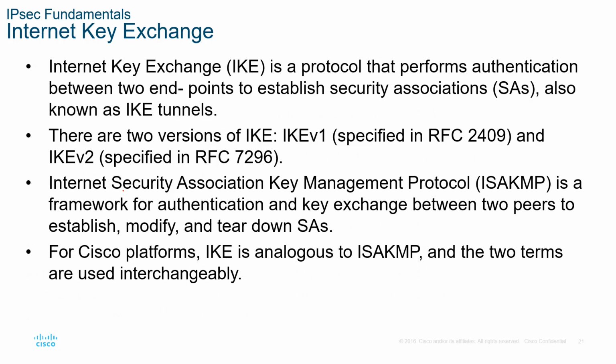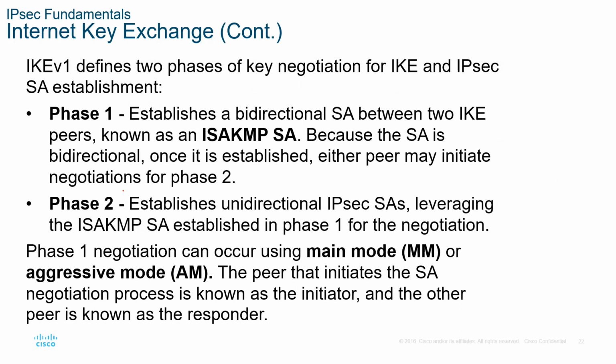When we are building a VPN tunnel, there are two main phases. Phase 1 will establish a bidirectional SA between the two IKE peers. This is known as the ISAKMP Security Association. Because the SA is bidirectional, once it's established, either peer may initiate or renegotiate for Phase 2. Phase 2 is the establishment of the unidirectional IPsec SAs, and this will leverage the establishment of Phase 1. Phase 2 is where you can actually start sending data. If Phase 2 does not complete, the tunnel is not actually up.